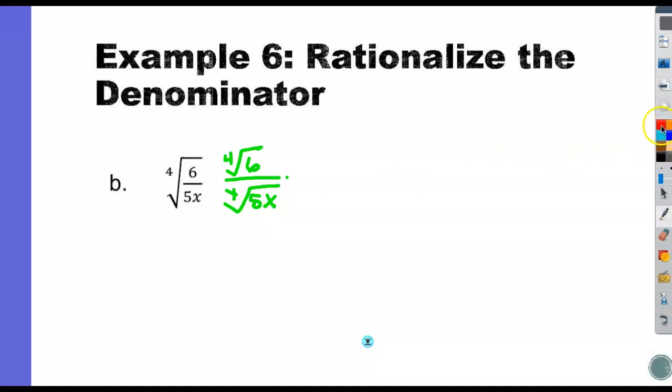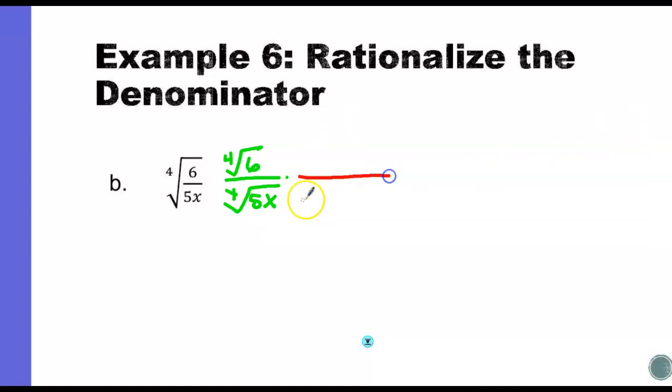So what I'm going to do is multiply the numerator and denominator by, let's see, I have to do 4 minus this exponent right here of 1. So 4 minus 1 is 3. So 5 to the third. And then x to the 4 minus 1 is 3. 5 to the third, x to the third. So that's what I'm going to do on the numerator and denominator. 5 to the third, x to the third.